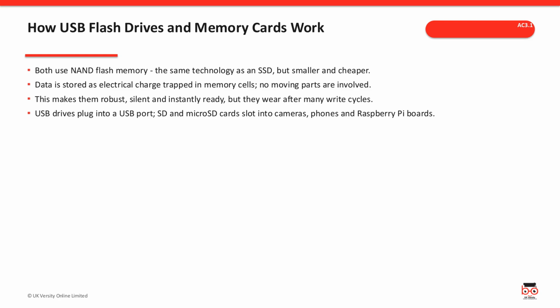Let's take a quick look at USB sticks and memory cards, which are close cousins. Both use NAND flash memory, the very same technology as an SSD, just smaller and cheaper, storing data as electrical charge in cells with nothing moving. That makes them robust, silent, and ready the instant you plug them in, though they do wear out after a great many write cycles. A USB drive slots into a USB port, while SD and micro SD cards drop into cameras, phones, and Raspberry Pi boards.